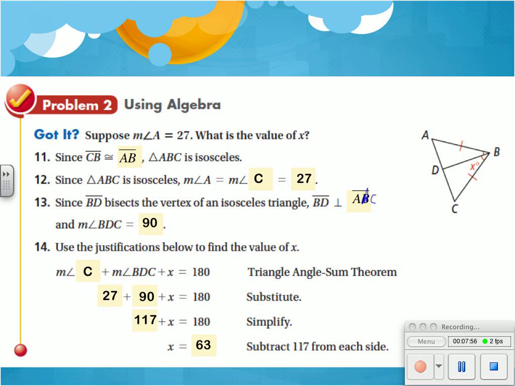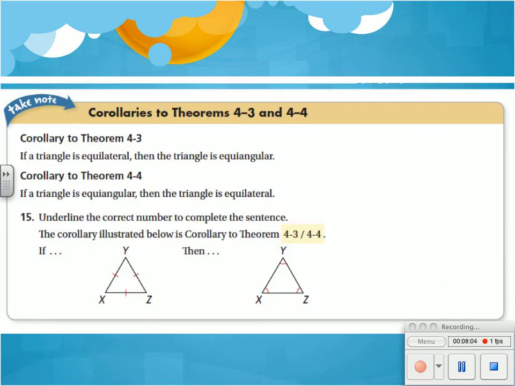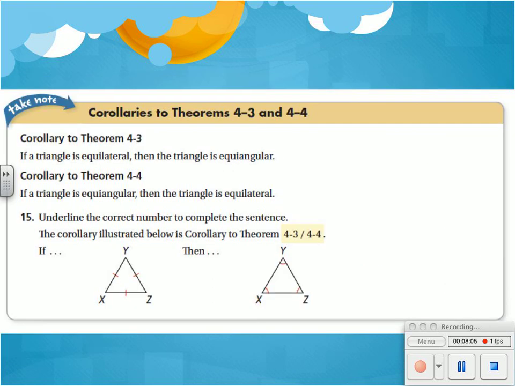All right, let's continue on. We have corollaries. A corollary to a theorem is something that's associated to the theorem, which we also have to prove is true, but it's based off the theorems that we've already proved. So the corollary to theorem 4.3 is this: if a triangle is equilateral, then the triangle is equiangular. It kind of makes sense. If all three sides are congruent, then all three angles are congruent. And then the corollary to theorem 4.4, which is the opposite: if a triangle is equiangular, then the triangle is equilateral.